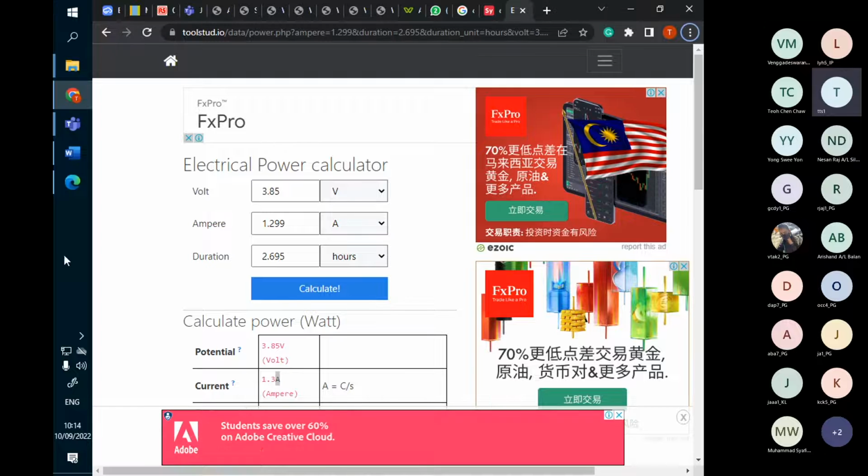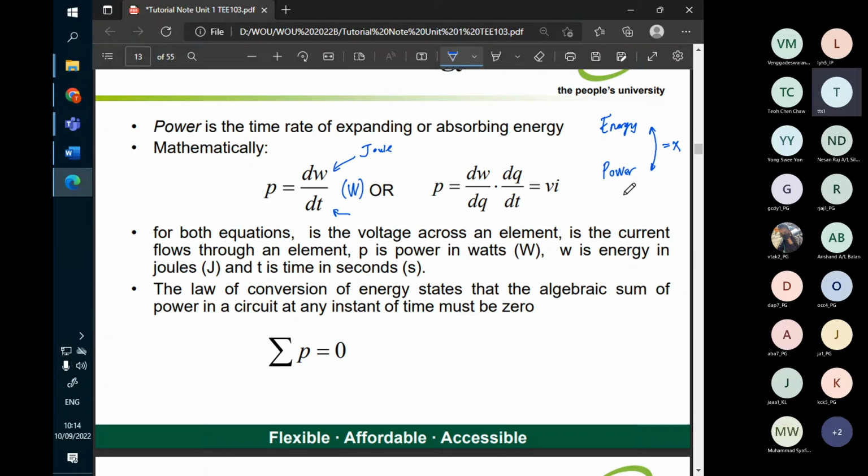But when it comes to the theory part, it is quite confusing. This is the joule per second. This is measured in seconds, joule per second, power.